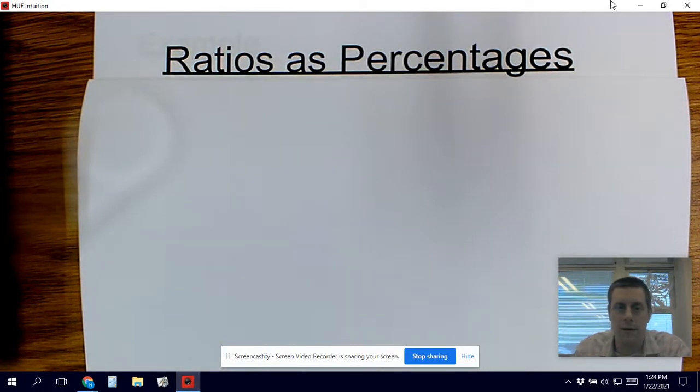The title's on the screen, and today we are learning about a new type of ratio, writing a ratio as a percentage. So grab a couple sheets of paper, grab a notebook so you can record examples with me as I work through the process.